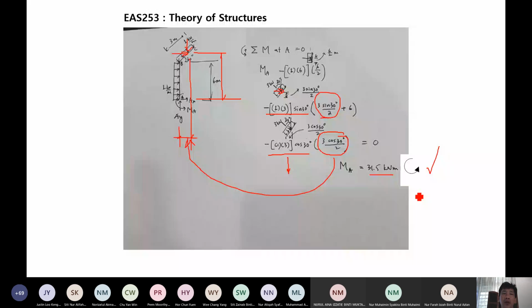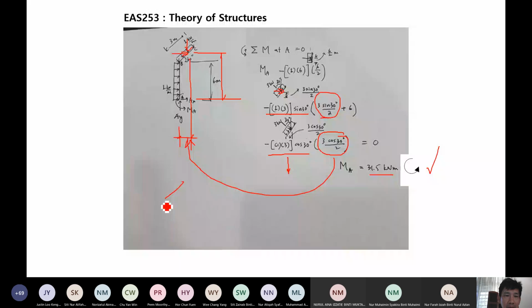So this is the way we consider loading which is acting on inclined member. The first example we look at, the member is inclined, but the loading is in vertical directions. But the second example, we look at the case where the member is inclined, the loading also is not acting vertically, not acting horizontally or in X and Y directions, but at a certain direction, which in this case is acting perpendicular to the member.